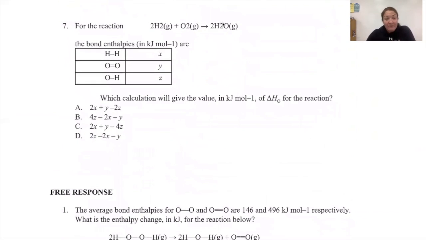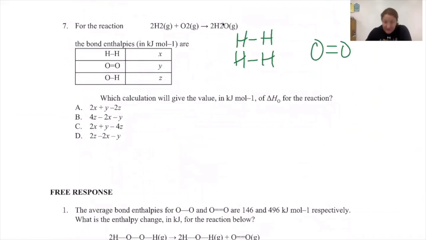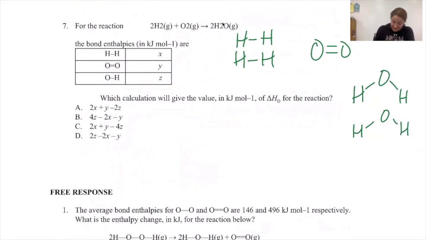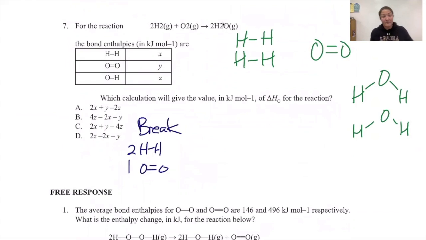Okay, last one in this section. I need to look at breaking and making. We have 2 H2 molecules. We have 1 O double bond O, and we are making 2 water molecules. So if I were going to tabulate the bonds, I'm breaking 2 HHs and 1 O double bond O. HH has a value of X. O double bond O has a value of Y.